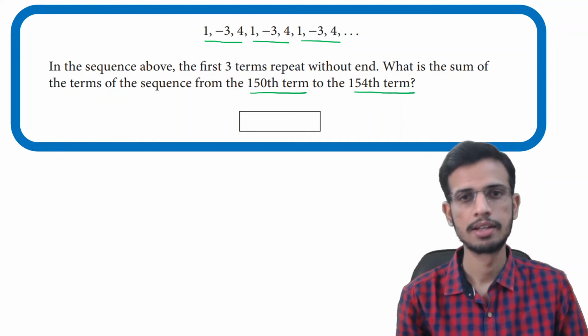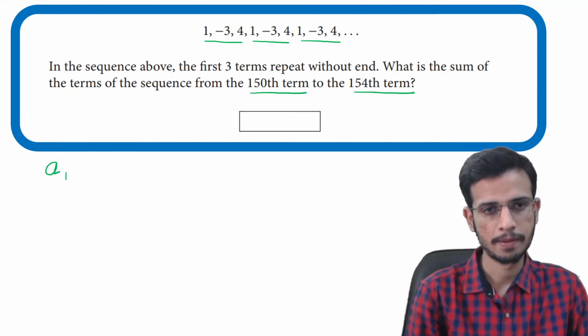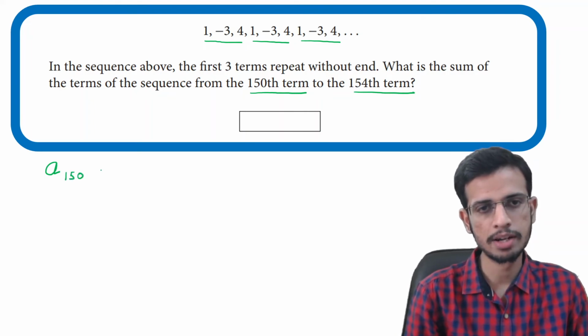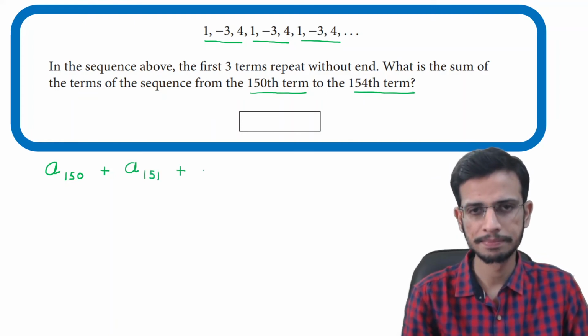What is the sum of the terms of the sequence from the 150th term to the 154th term? You have to find this. So how many terms will be there?